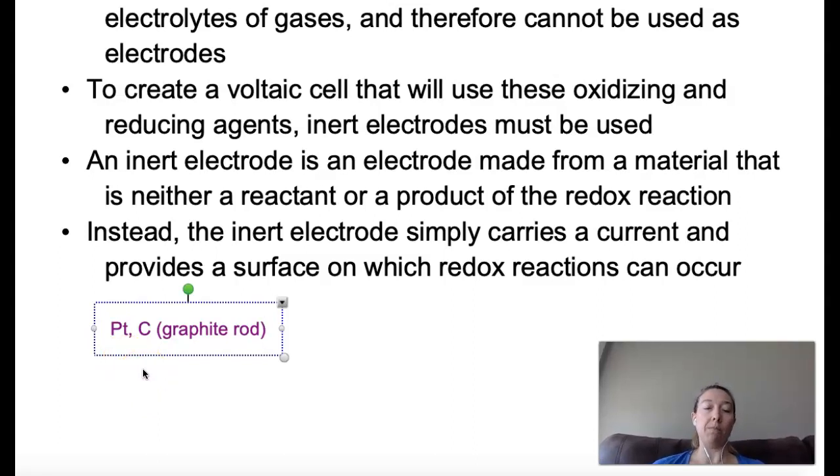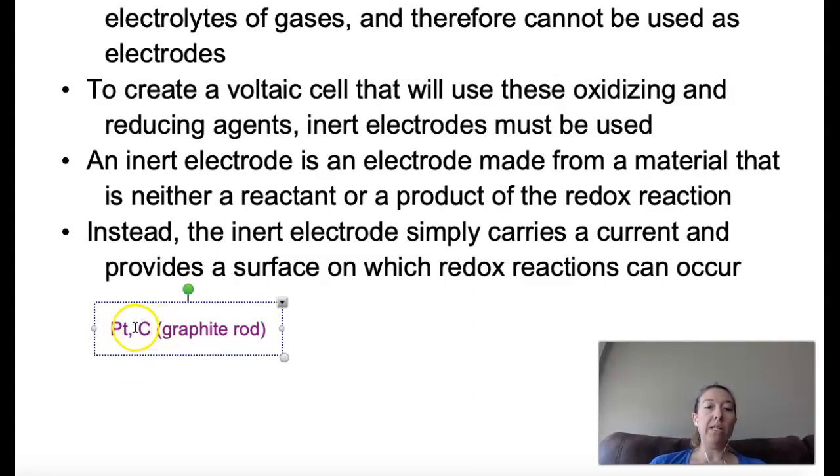When I'm choosing something to be an inert electrode, I have to make sure that I'm choosing something that's actually going to be inert, right? If I choose some metal that's actually quite reactive, I may find that it's not inert. It actually then does start to participate in my reaction.